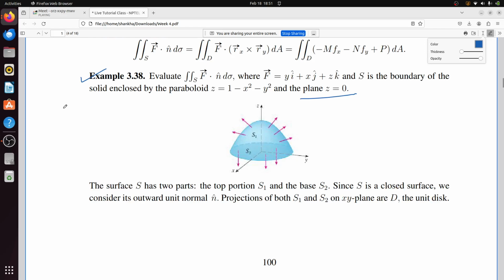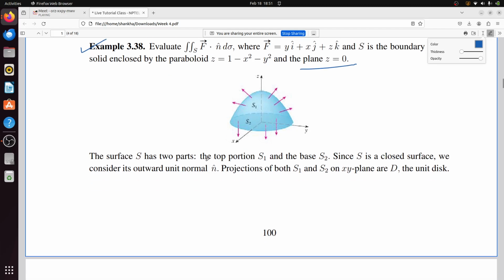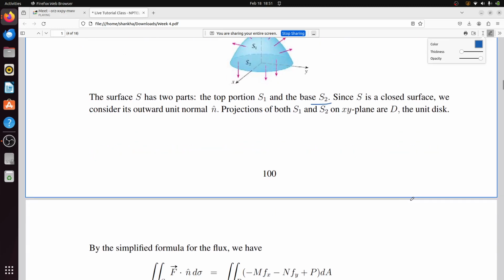So you have this paraboloid that looks like this, and this plane is z. So you have two surfaces to tackle, right? So the first surface lies on the xy plane, that is S2. This is your one surface, and there is one more surface here. So the surface S has two parts, the top portion S1 and the base S2. Since S is a closed surface, we consider its outward normal n cap. So projections of both S1 and S2 on the xy plane are D, actually the unit disk.